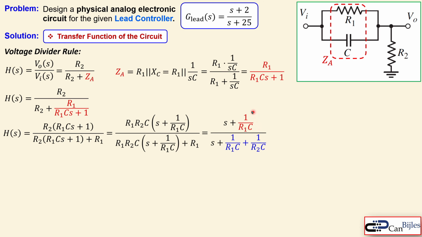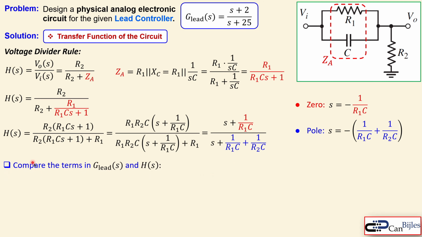I already give it a color, so as you see, the red and the blue one. The red one is actually the 0 location, which is then minus 1 over R1C, and the 0 is that, and the pole is given by this expression, which is then the minus of this quantity here, given in parentheses. So if I look at these two transfer functions, I can now compare them easily.